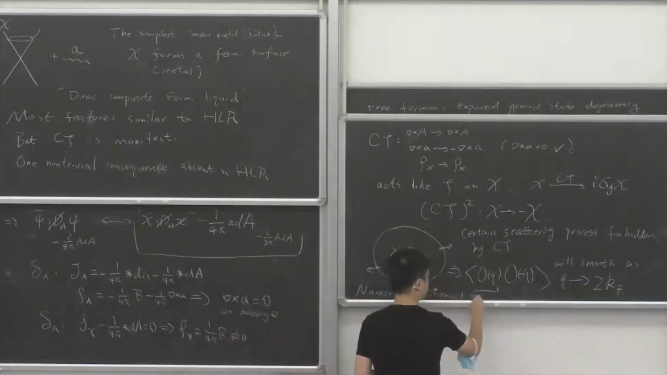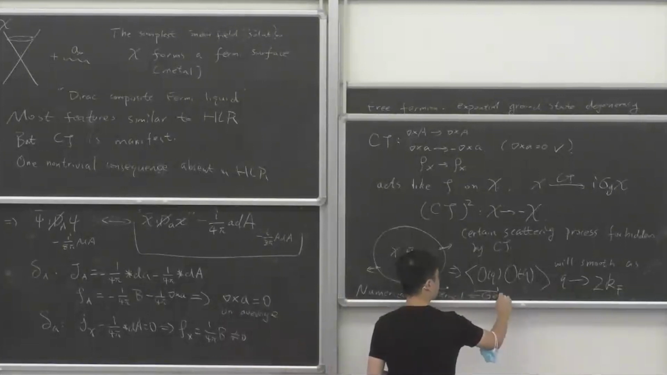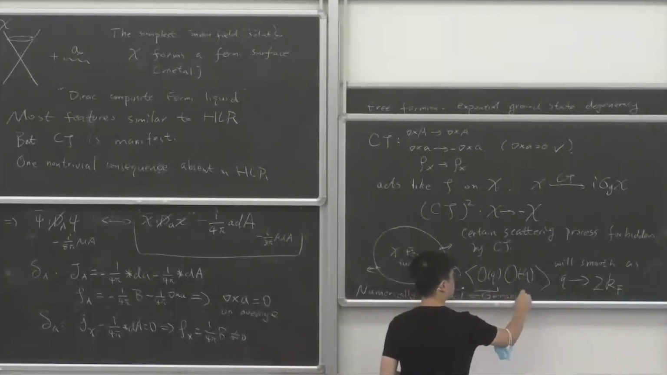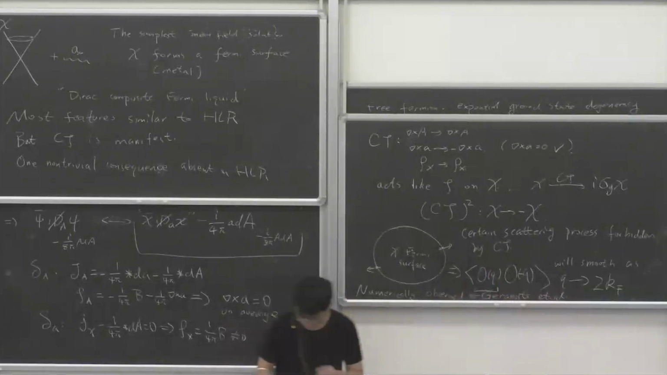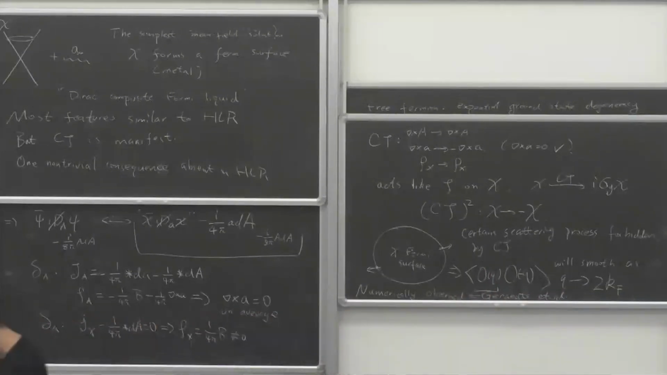So the reference is Goretz et al. So that's a strong sign that this funny Dirac composite Fermi liquid is there in the half-filled Landau level. Okay, question? Yes.